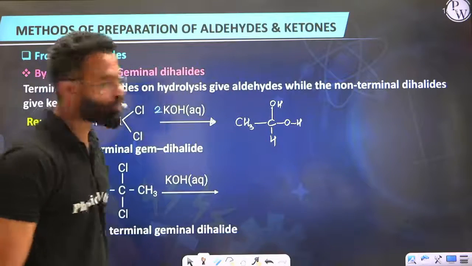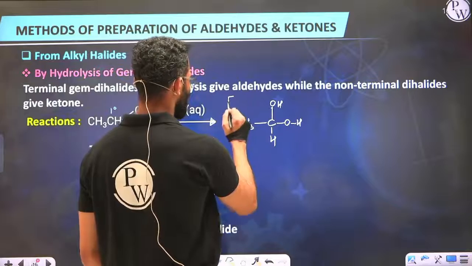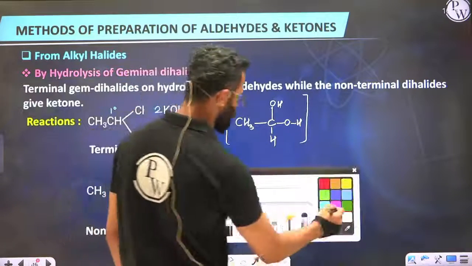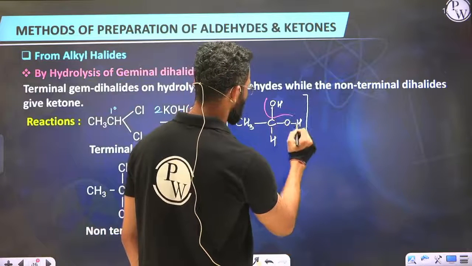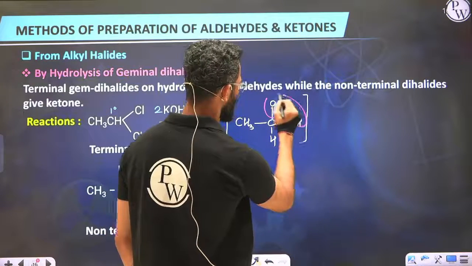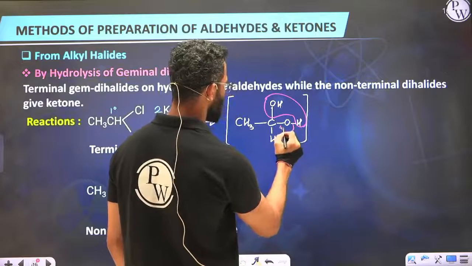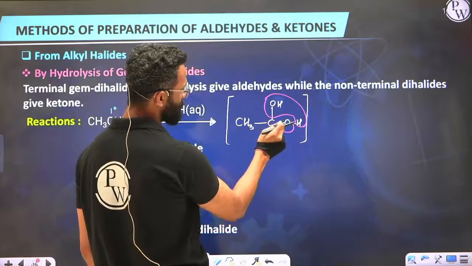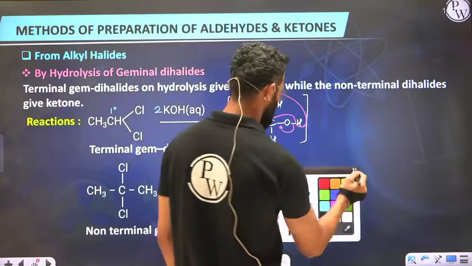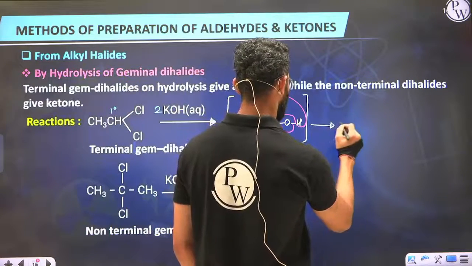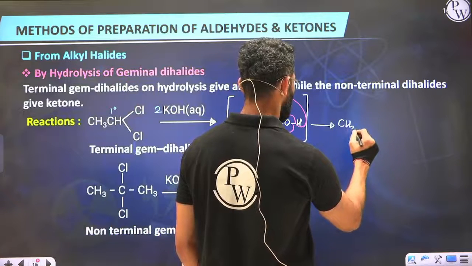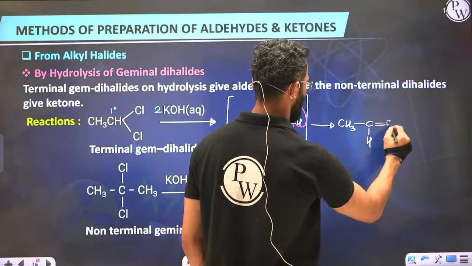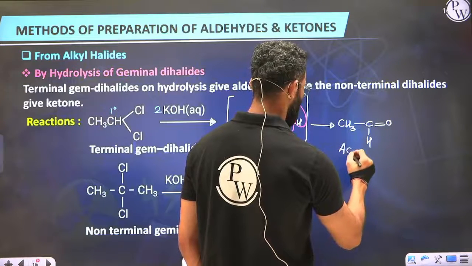Yet again, two OHs at the same carbon makes it highly unstable. Being highly unstable, it will eliminate a water molecule. So let's say we are eliminating water from here. Sigma bond will shift back here to give you C double bond O. So the product obtained will be CH3 C double bond OH. So we will be getting acetaldehyde. That is acetaldehyde.